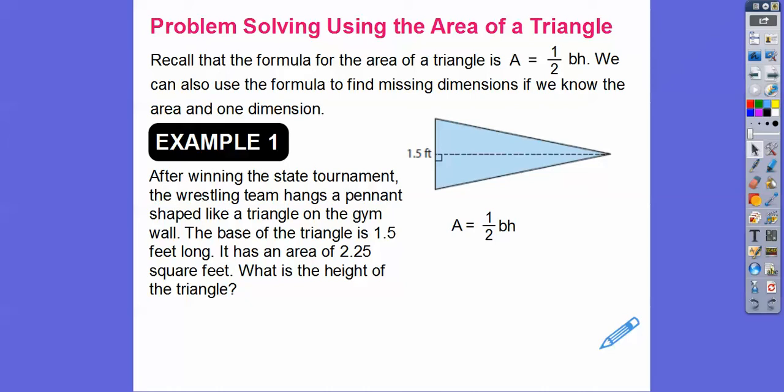Sorry about that. Anyway, area equals 1/2 base times height, and so we just plug in the values. It looks like we're solving for the height, okay? We know the whole area is 2.25, that's what it says right here, and it says the base is 1.5, so area equals 1/2 the base, which is 1.5, times the height.